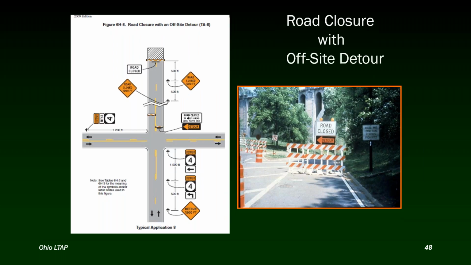And then, of course, we always have the option to just close the road, right? So we're dealing with a 2-lane roadway closure. We use typical application number 8, and it shows you how to put up the detour signs for that road closure and the placement of our type 3 barricades.